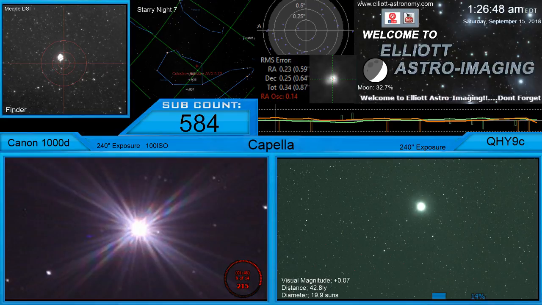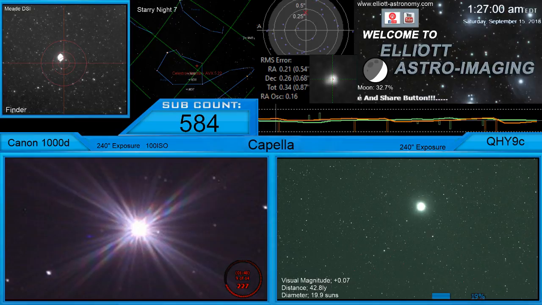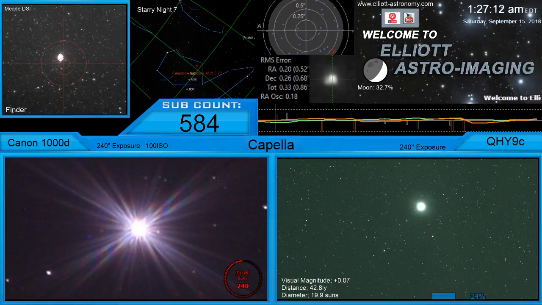We're still imaging, aren't we? Yes, we are. Sweet. That star is sick. That is awesome. That star is bright. And by the way, looking at it for the Starry Night, it's not even close. It's not even in the right ballpark either.